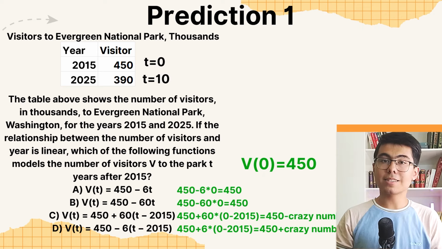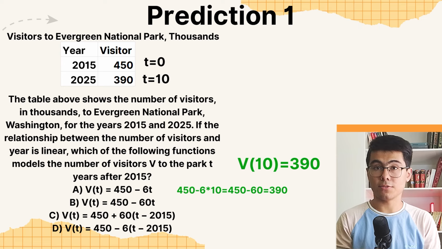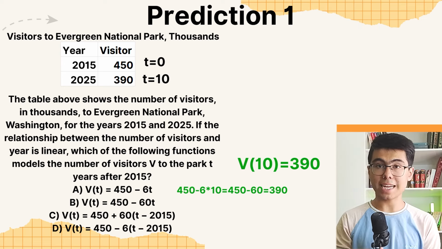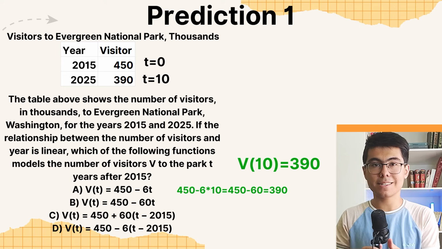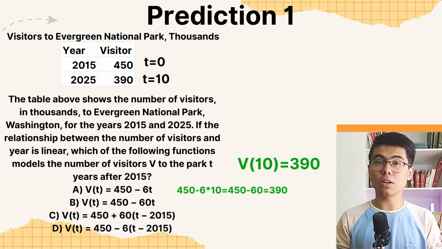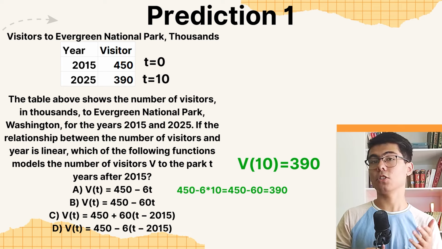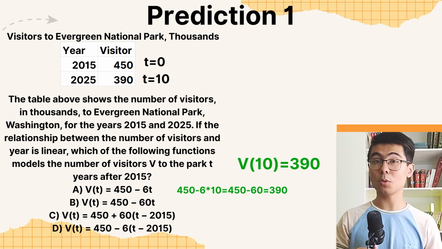Next, we should plug t equals 10 for 2025. So we want v of 10 equals 390. Choice A, 450 minus 6 multiplied by 10. So that would be 450 minus 60, which equals 390, which is something that we want.